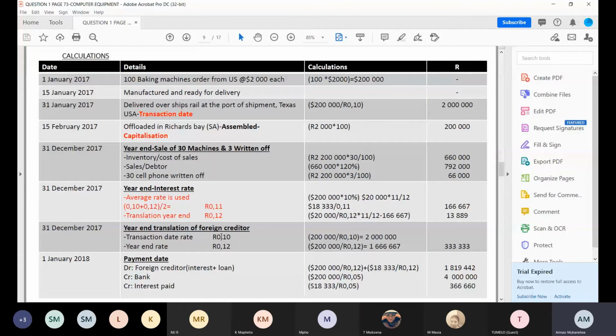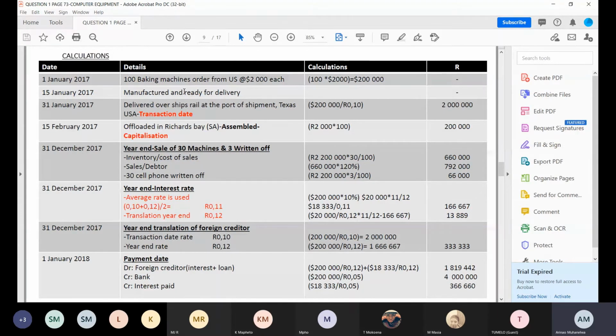So now let's look at the calculations. I just made the table so that these calculations become easy for me and easy for me to process the journals. If I read this information, I can process all the journals. This is what I did. I put the date first. Let's look here at the date before we look at the information that goes with those dates. For example, the order was placed on the 1st of January 2017. On the 15th of January 2017, it was manufactured and it was ready.